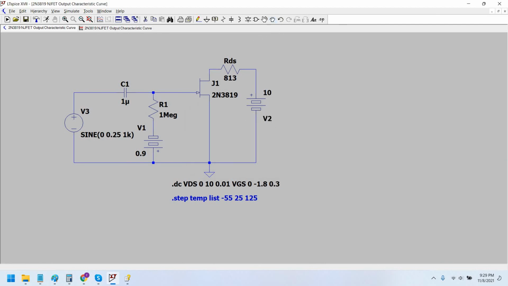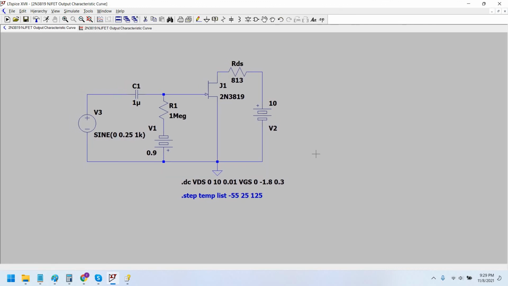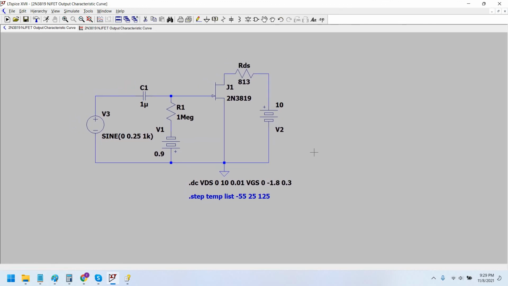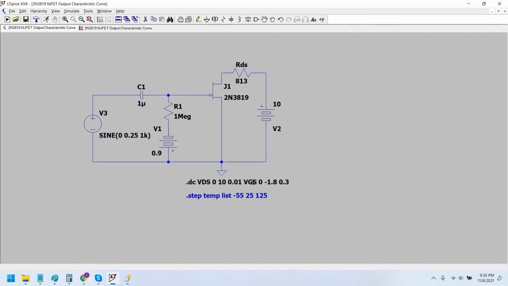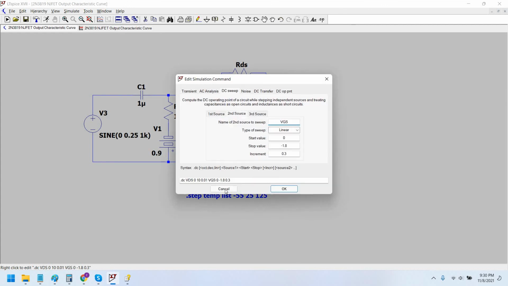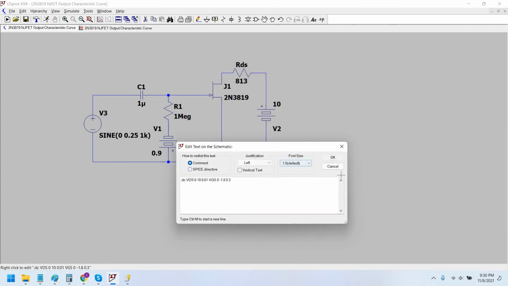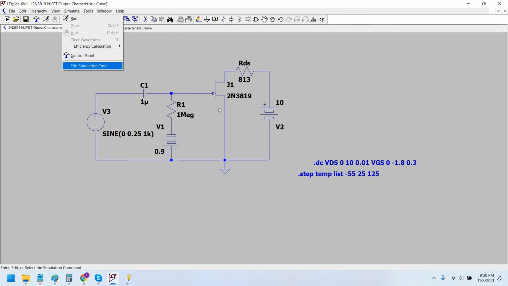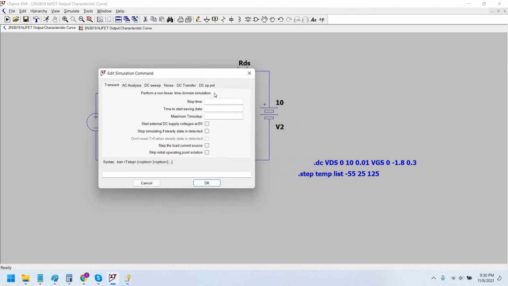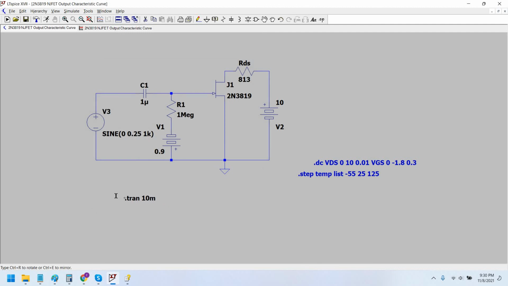Now we have to comment this SPICE directive and use another simulation command, that is transient. In this video I will show you the transient simulation. Let it take 10 milliseconds stop time, and that's it.